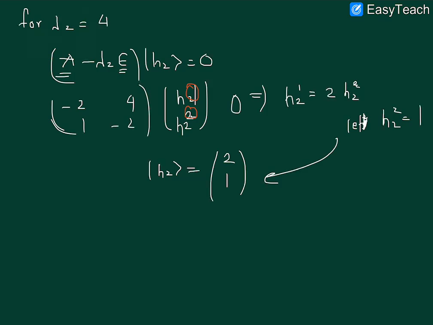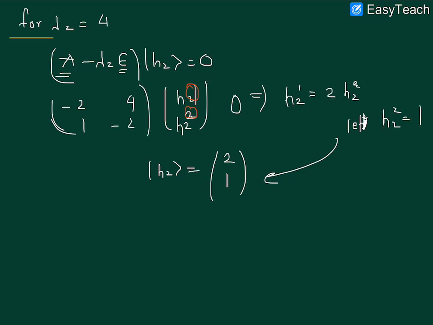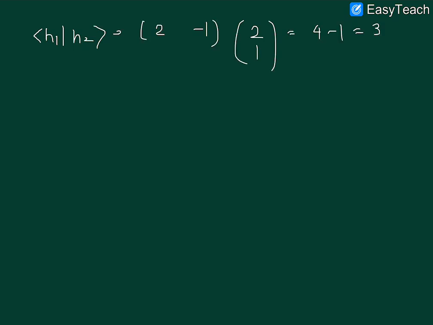So for lambda 1 equals to 0, my eigenvector is 2 comma minus 1, and for lambda 2 equals to 4, my eigenvector is 2 comma 1. And one thing that is given as a note in the question is that the two eigenvectors are orthogonal, so their inner product, 2 comma minus 1 with 2 comma 1, is, they are not orthogonal, sorry. So that gives me 4 minus 1 equals to 3, and since it's not equal to 0, it tells me that they are not orthogonal.